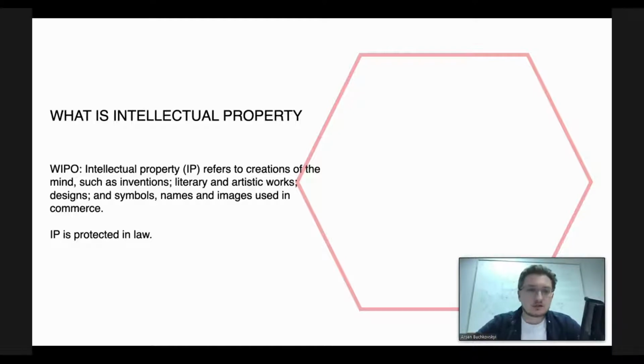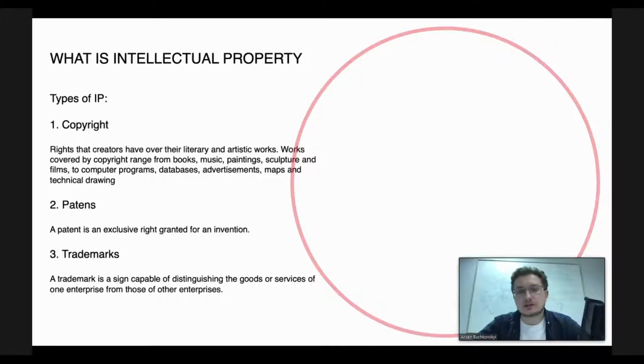What is intellectual property? Intellectual property is any creation, such as inventions, paintings, any artistic works, symbols, names. Anything, any creation of a human being could be intellectual property. And all these creations are protected with different measures. Actually, there are several types of intellectual property.